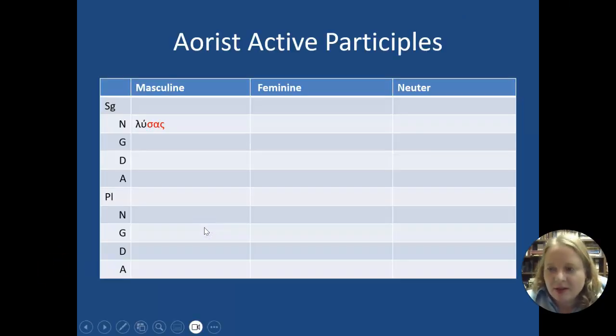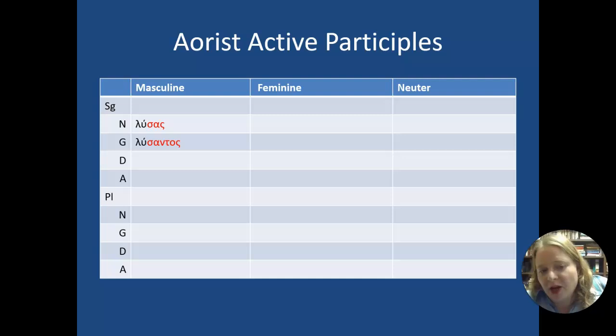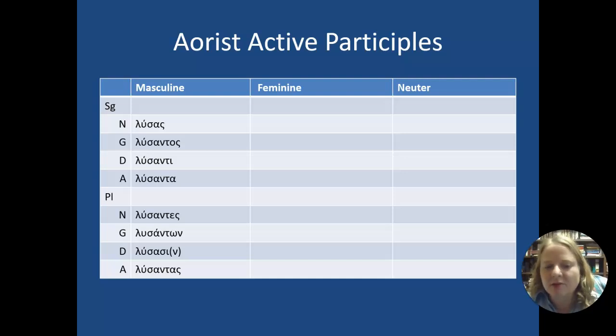And the good thing about them is that they are, at least in the first aorist, recognizable by that sigma infix that we're already used to, and other than that, they basically are following the present tense forms that you saw in chapter 18. So you get the nominative and the genitive to help you out, and once you've got that, you should be able to form the rest. So lusas and lusantos becomes lusanti, lusanta, lusantes, lusantōn, lusasin, lusantas, right?